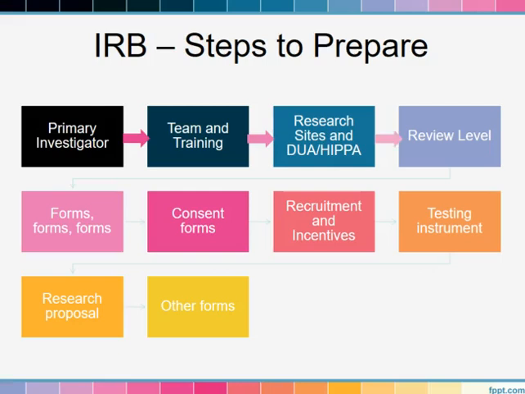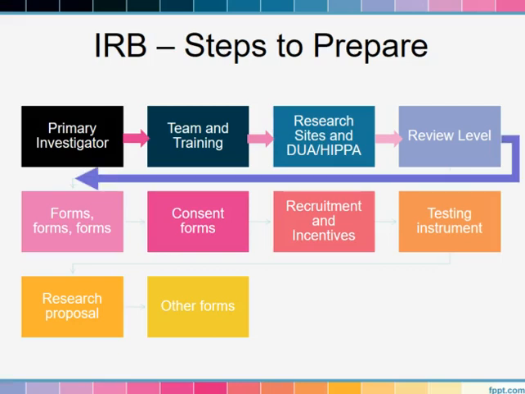The 4th step is to decide if your study meets exempt or expedited review. Then you have to complete a plethora of forms. After completing the IRB application forms, you need to create the actual consent forms that will be used. The 7th step is to document the recruitment methods and incentives.